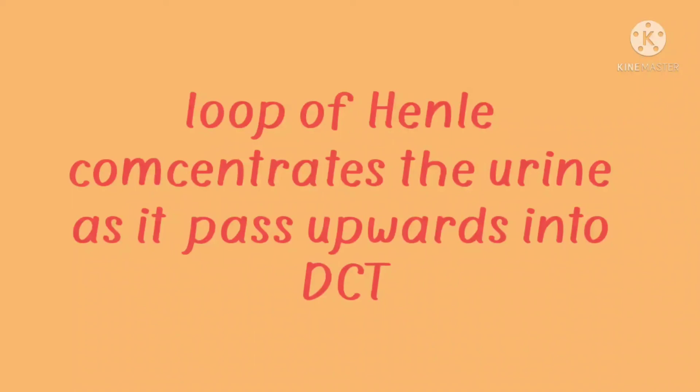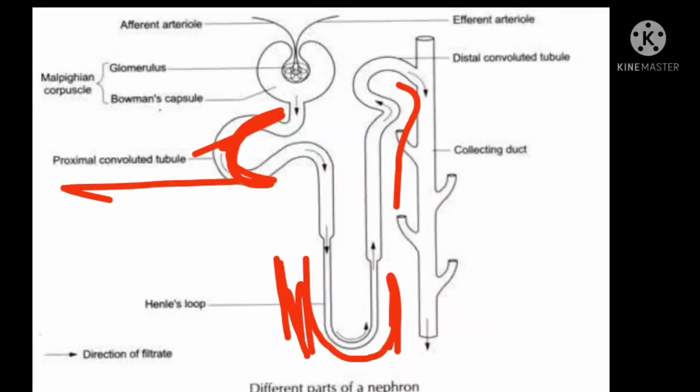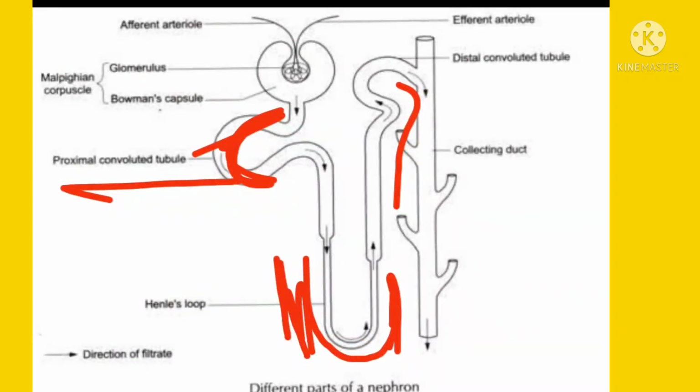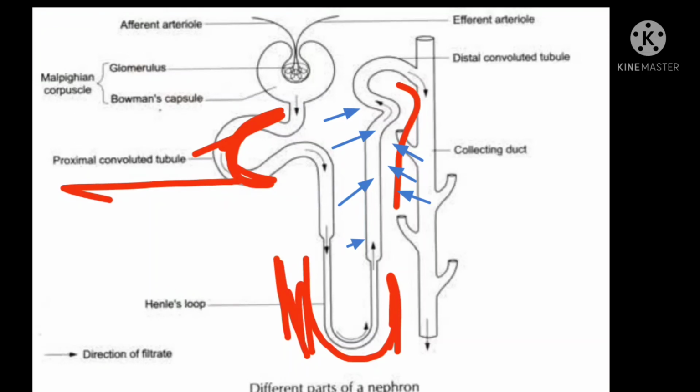Next part is the distal convoluted tubule. Distal convoluted tubule mostly reabsorbs carbonic acid, and secretes hydrogen and potassium ions into the filtrate, and also secretes ammonia to maintain the pH and sodium potassium balance of the blood.